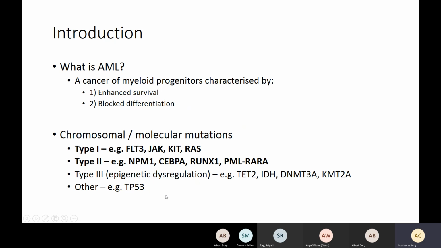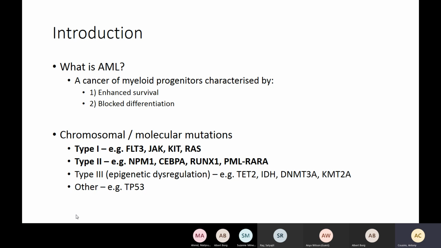There are other genes that are often mutated in AML, so particular ones might be genes involved in epigenetic regulation, so controlling which genes are turned on and which genes are turned off at any one time. AML cells often have an epigenome which is not normal. This can be triggered by mutations in genes like TET2 or IDH, or the most common one we see probably in pediatrics is the KMT2A or MLL gene.